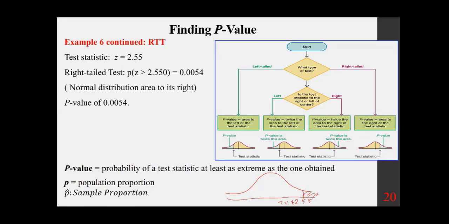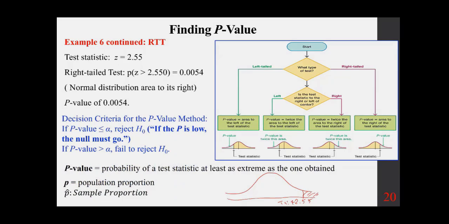So the test statistic was 2.55. It was a right tail test, and we can come up with the probability of Z larger than 2.55 from the table, technology, you name it, and we end up with 0.0054. And it is clearly less than alpha of 0.05. So here's the decision criteria. If p-value is less than or equal to alpha, we reject. In other words, reject H0. If the P is low, then no must go. That's one way perhaps to remember. If the p-value is larger than alpha, fail to reject H0.